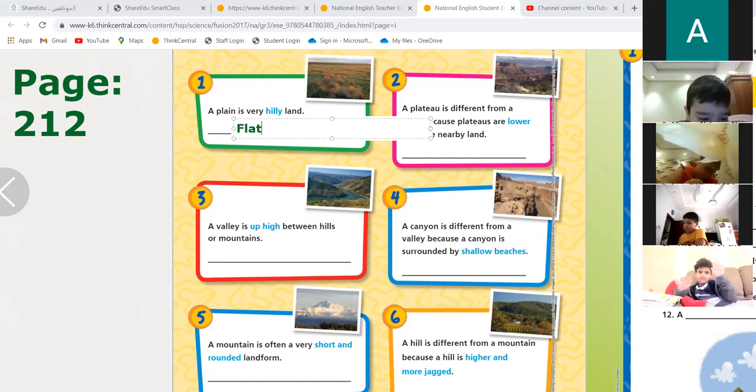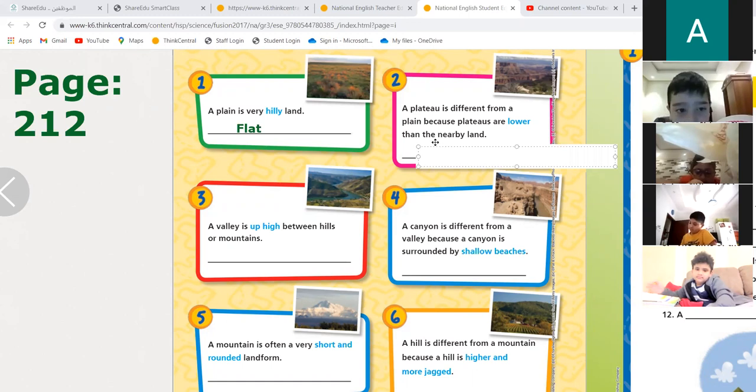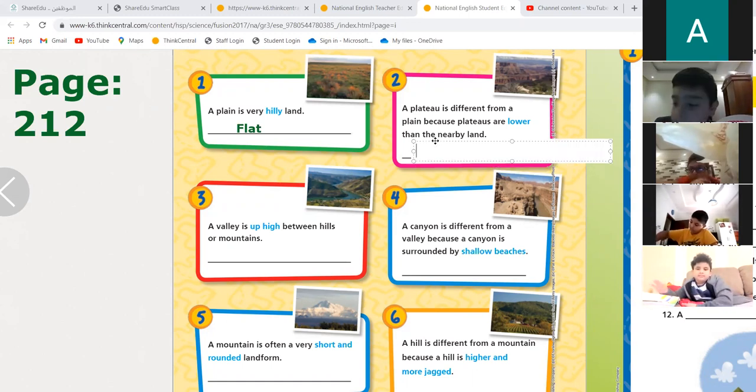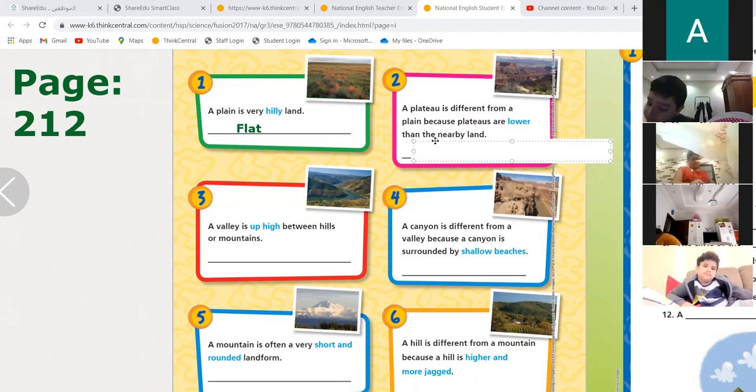Okay, Muhammad, number two. Umar, okay, let's do number three together. Now, first, Muhammad Fatta will do number two. Can you read, or I will read it for you? A plateau is different from a plain because plateaus are lower than nearby land. Okay. Can you try a different word, Muhammad?